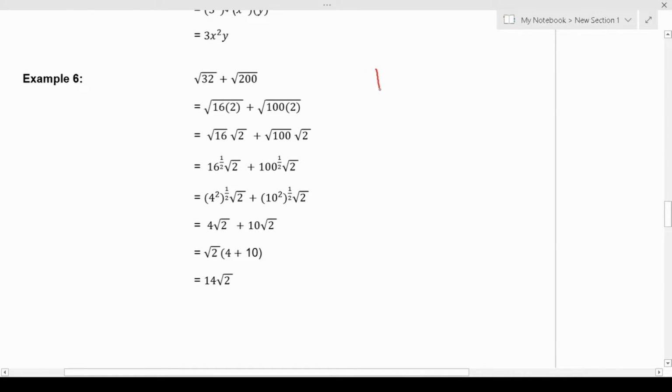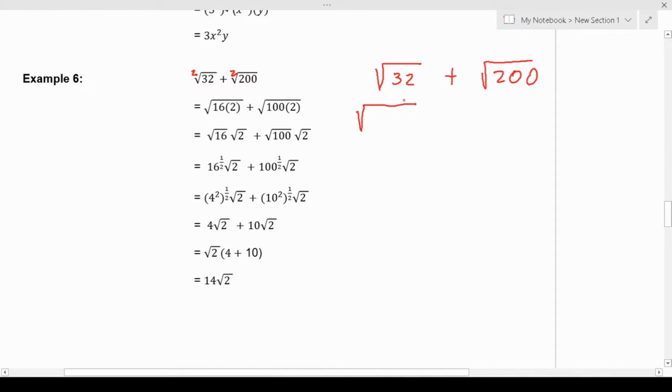In this case, we have the square root of 32 plus the square root of 200. Again, we're going to use our knowledge of the laws of radicals to help simplify this. But first, let me say this in case it's not obvious. This index isn't expressed, so we have to know that whenever the index isn't expressed, it's always going to be the square root.